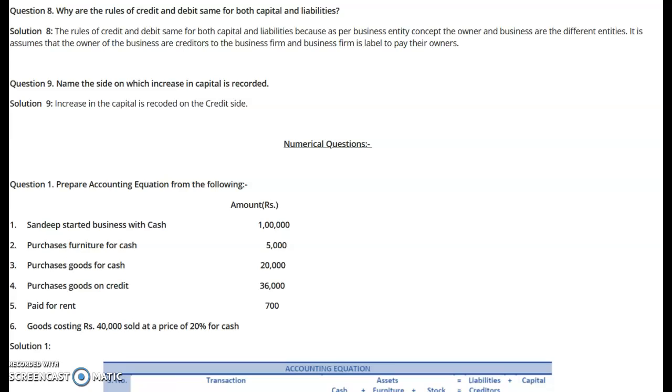And what rule is there? That if there is an increase in the capital or liabilities, it will be credited, and if there is a decrease in the amount of capital or liabilities, it will be debited. So this way we have also completed this lesson. I will continue in our next class with the next important chapter, that is, what the different rules of debit and credit are and how they are practically applied.